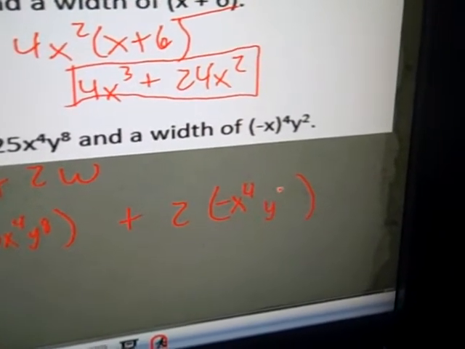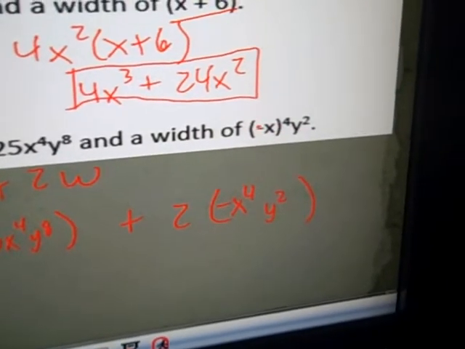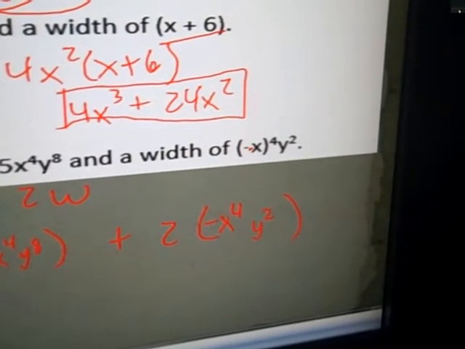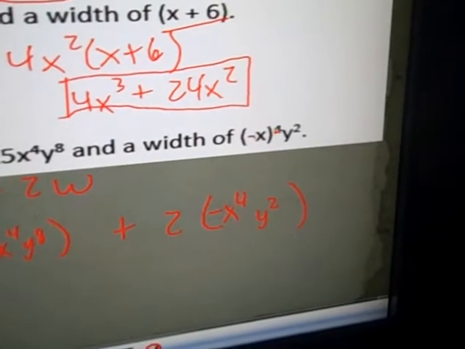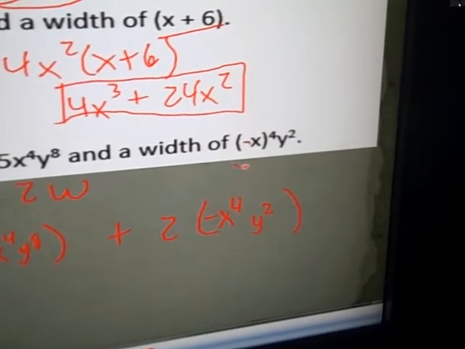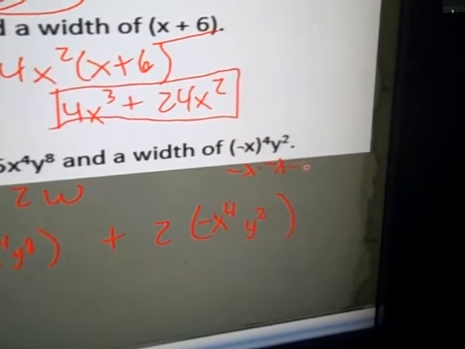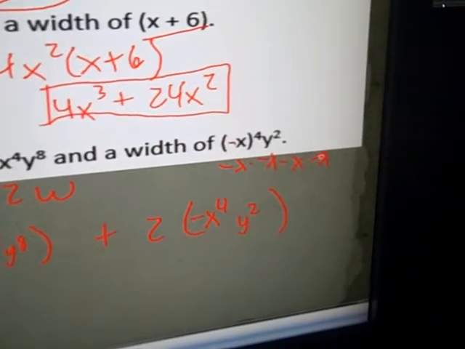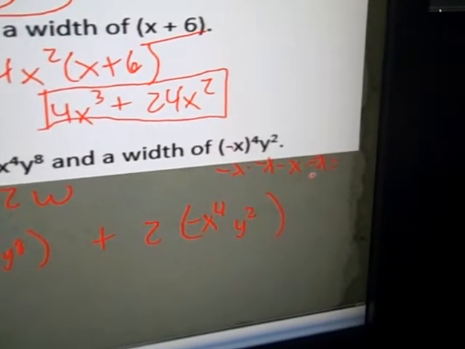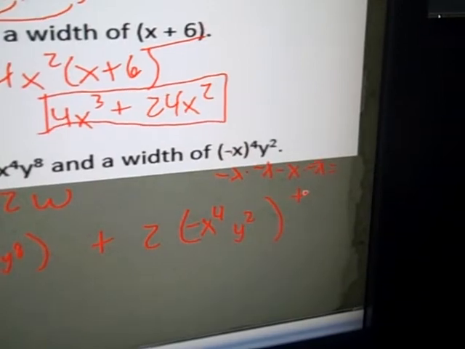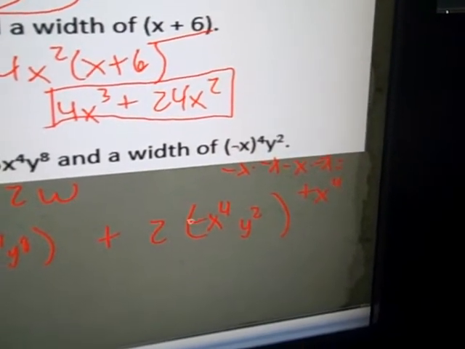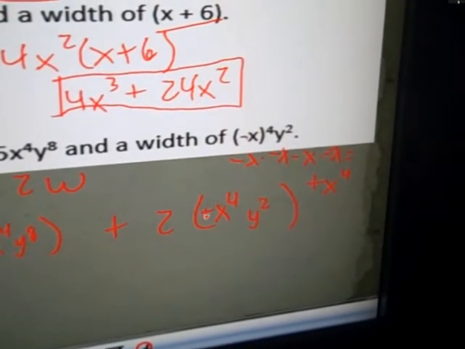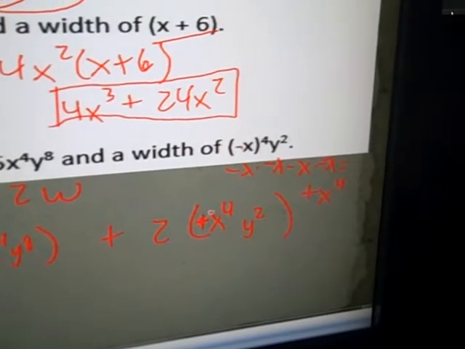y to the 2nd. But that parentheses there means I take negative x and I take it to the 4th power. Once I do that, it's really negative x times negative x times negative x times negative x. And if you keep track of all the negatives, they will cancel out and give you a positive answer. Positive x to the 4th. That's why over here I'm going to change my negative to a positive.